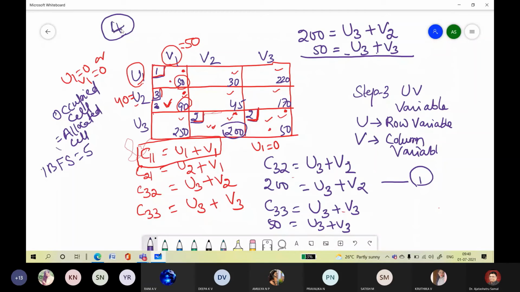Okay, but our IBFS has 5. So you need to operate another allocated cell value. You have to keep it in such a manner to equate. So now here the IBFS value should match the allocated cell value. We cannot operate because it will not work. We cannot get the UV variables. Now what you have to do under this condition is apply one dummy cell value.